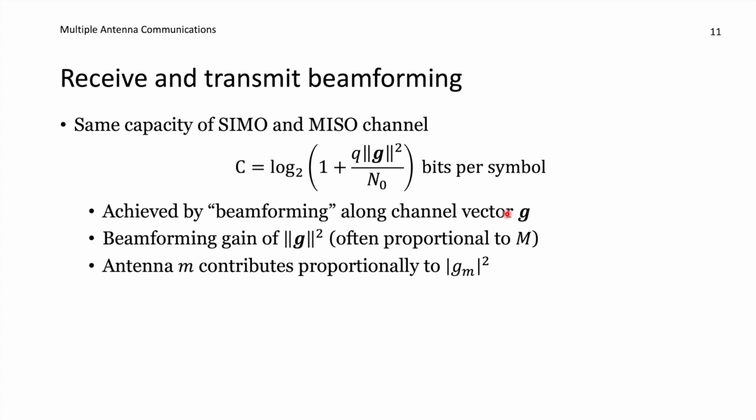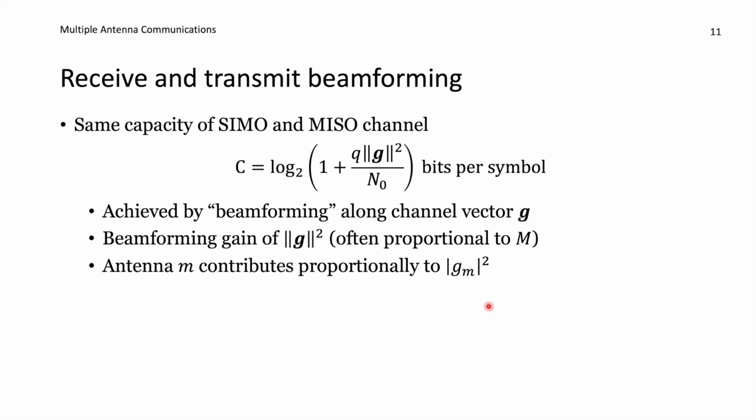Compared to a SISO channel, where we will only have the magnitude squared of one channel coefficient, we get a beamforming gain because we have the squared norm of this channel vector G, which is the sum of M terms, each of them being the magnitude squared of a particular channel element. And since you're summing up M terms, compared to just one term in the SISO case, we typically have a beamforming gain that is proportional to the number of antennas. So roughly speaking, we get M times more signal over a channel. The SNR is M times larger.